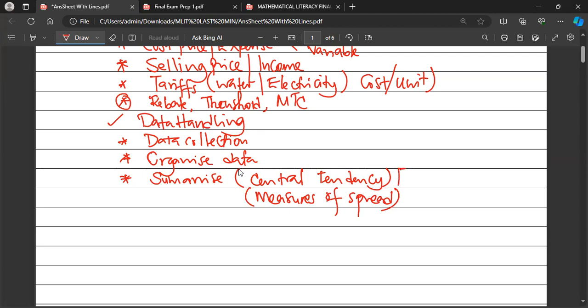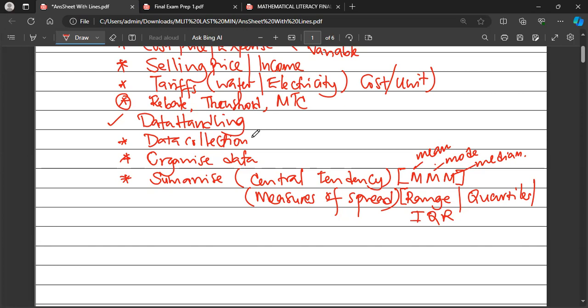When we look at central tendency, we look at the triple M, which is mean, mode, and median. That's central tendency. And then when we look at the measures of spread, we look at what we call range, followed by the quartiles, and definitely the interquartile range. You have to come knowing that.